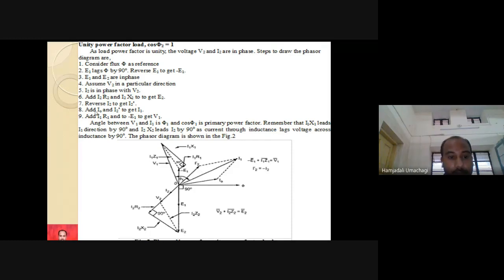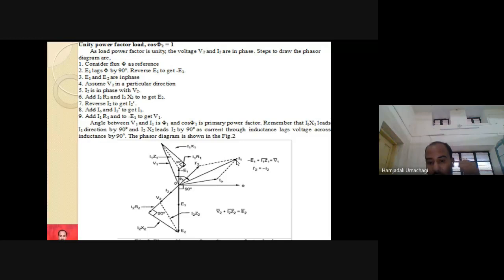Right, then add I0 and I2 dash to get I1. In yesterday's phasor diagram we have seen, for the practical transformer, this is my I0. So what is the vector sum of I2 dash and I0? On the primary side you have the primary current I1, but when it is passing through the magnetizing branch, it is split into two components: one is I0 and another is I2 dash. Yes or no? So what is the vector sum of I2 dash and I0?